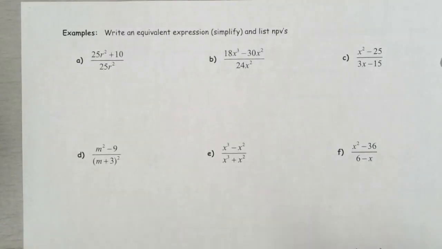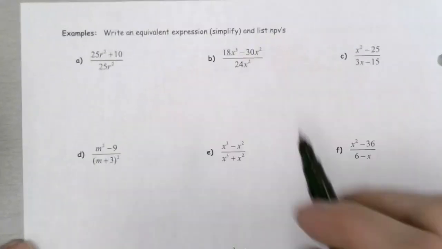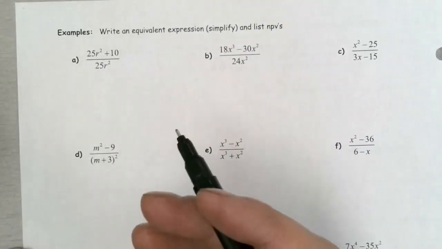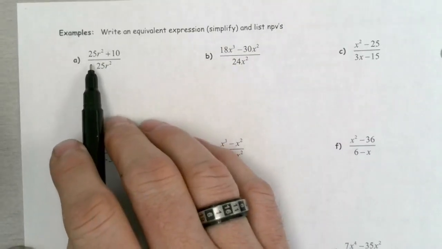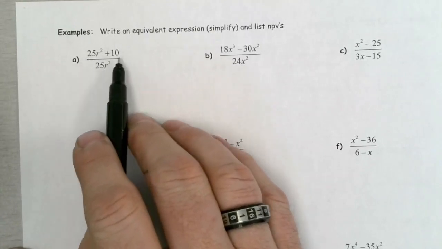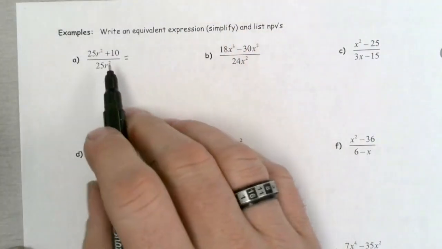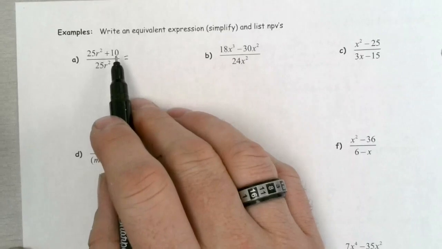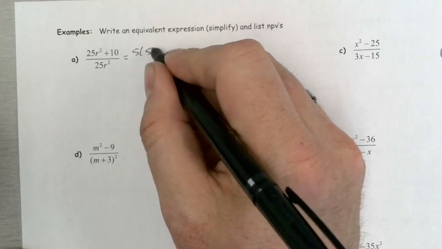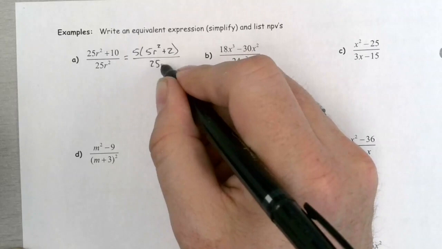Okay, so let's take a look at some examples here. It says write an equivalent expression, simplify, and list the NPVs. Now, what I want to do here is cancel factors, but notice that the numerator isn't in factored form. I've got 2 terms added together here, so I need to first put it in factored form. I notice that there's a common factor of 5 in the numerator, so I'm going to take out a 5, and that's going to leave me with 5r squared plus 2 all over 25r squared.